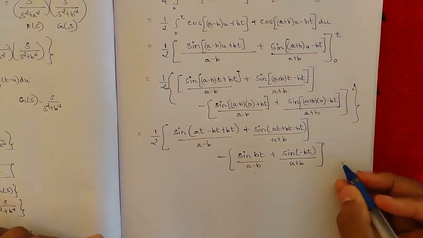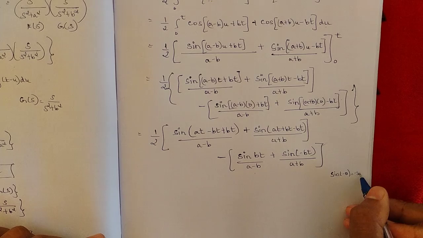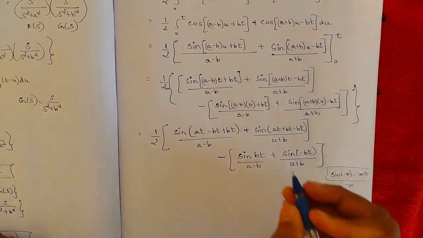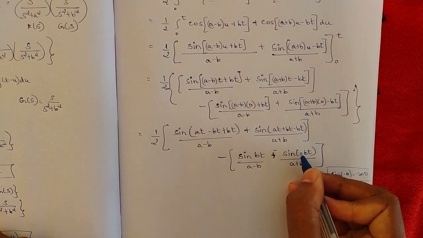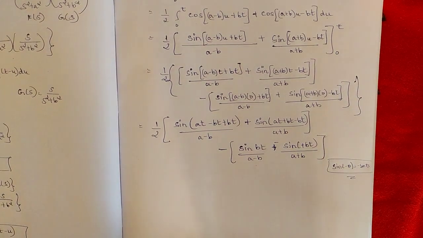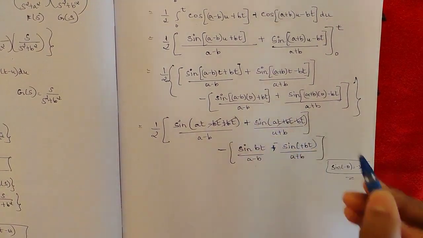So we know that sine of minus theta is equal to minus sine theta, right, according to one trigonometric identity. So this would be minus sine bt. Okay, so I'll change it here only, minus sine bt. Okay, so here minus bt plus bt goes, here also plus bt minus bt goes.